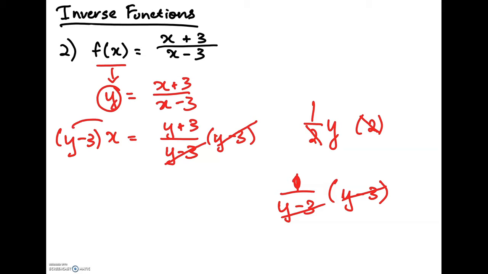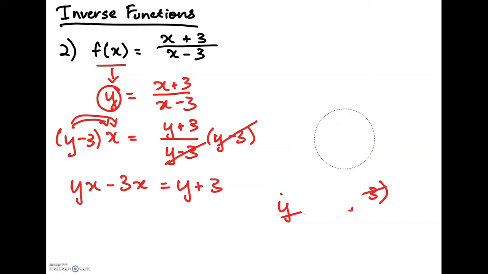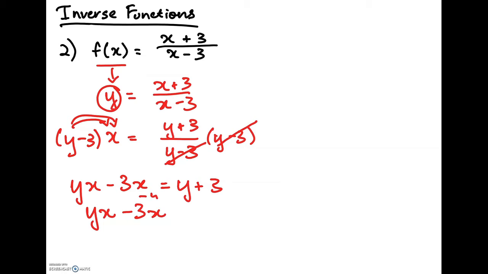And on the left-hand side, you're going to want to expand. So x times y, and then negative 3 times x. So it's going to be yx minus 3x equals y plus 3. So that's where we are right now. Now, as you can see, what we want to do to solve is bring all of our terms to one side. Since we're solving for y, we want to bring all our y terms to one side. We have a y term on the right. Let's bring that to the left. So if we're going to bring it onto the left, you're going to want to subtract y on both sides.